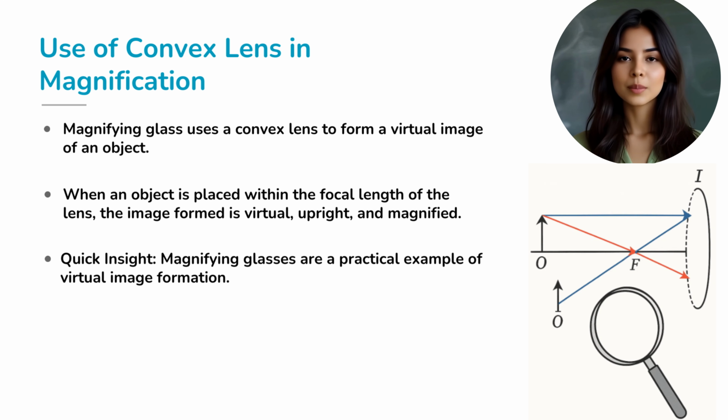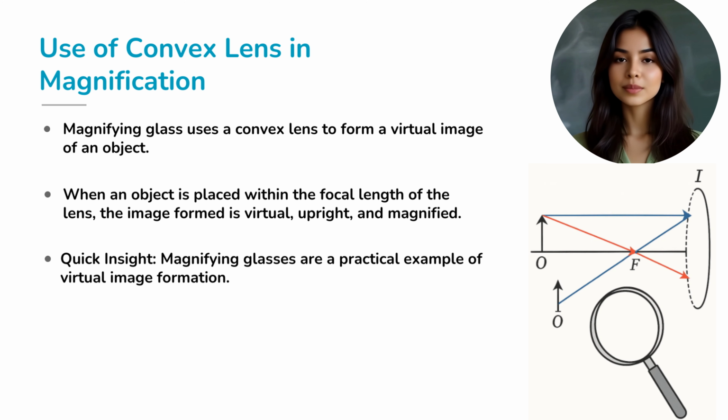Let's explore how magnifying glasses work, and trust me, you've probably used one before. It's fascinating how a simple lens can bring tiny details into sharper focus. So, what happens inside a magnifying glass? It uses a convex lens to form a virtual image of the object you're looking at.